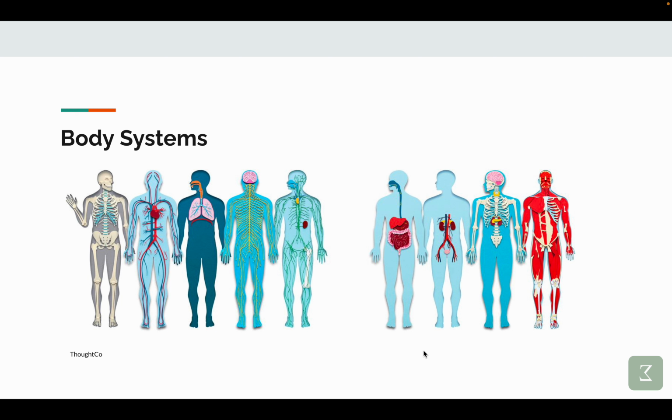So firstly, what are body systems? Body systems is quite obvious. You can get it from the words: they are systems in the body that have specific functions, made of organs, and they do these things to keep our body healthy.